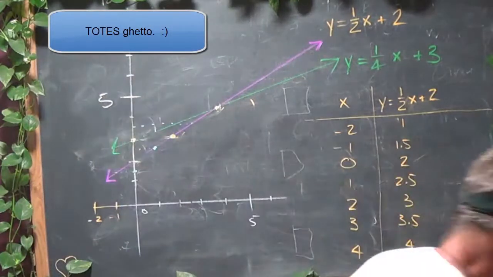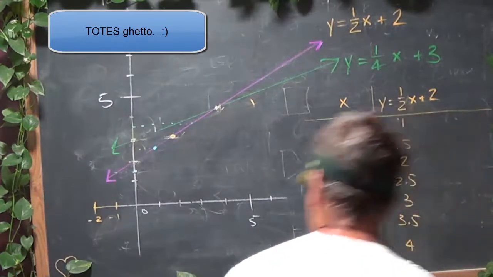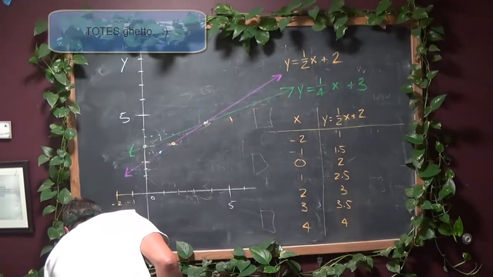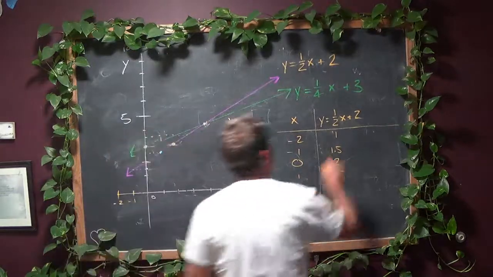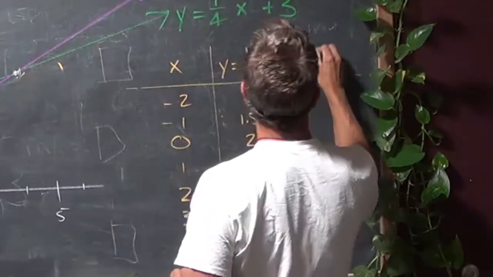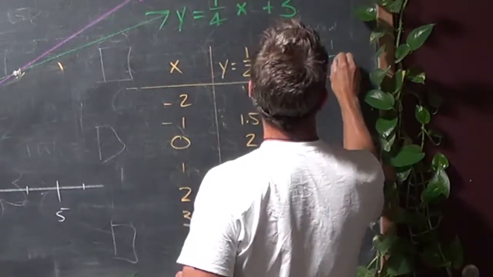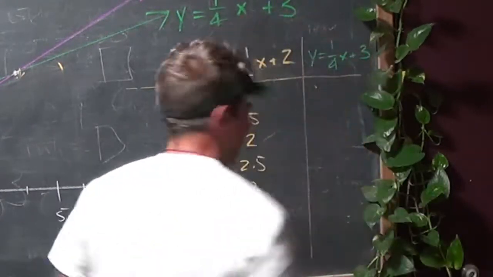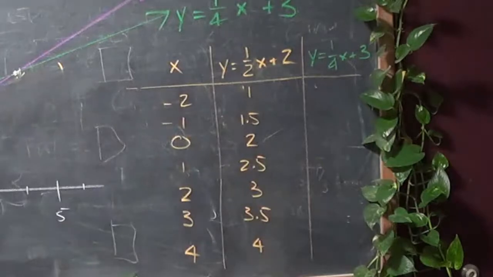Okay, green line. So we're going to go ahead and draw a little orange arrow here. There we go. Green line, y equals 1/4 x plus 3. Okay. So let's check and see what we come up with.